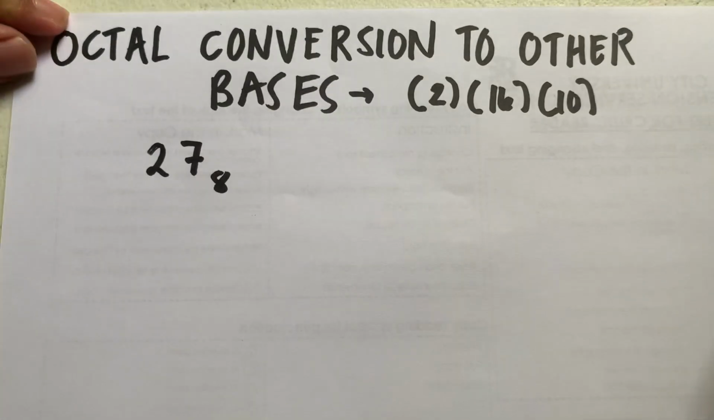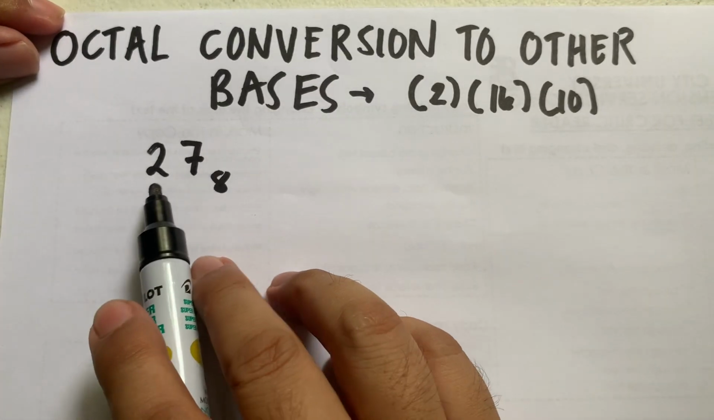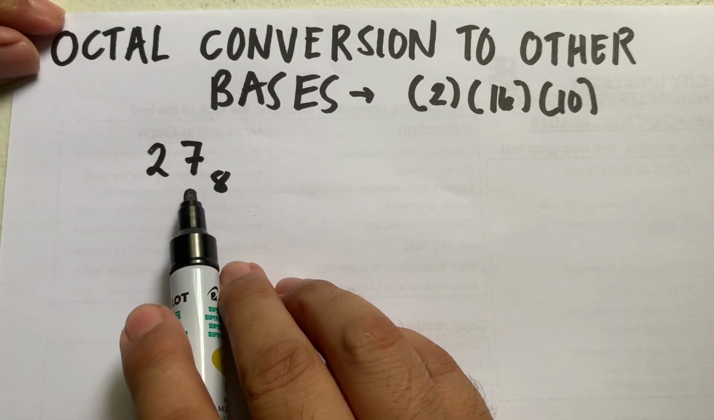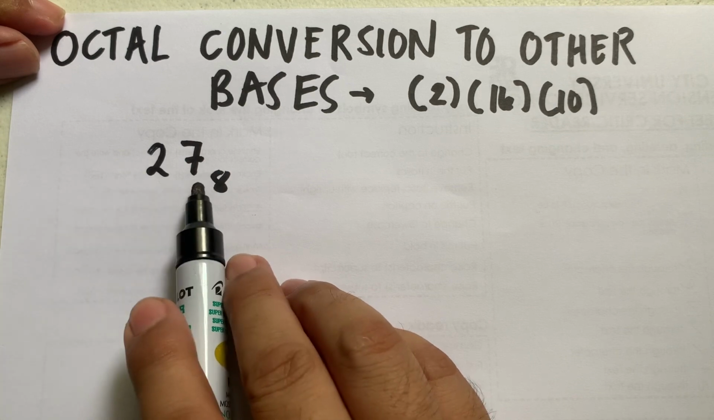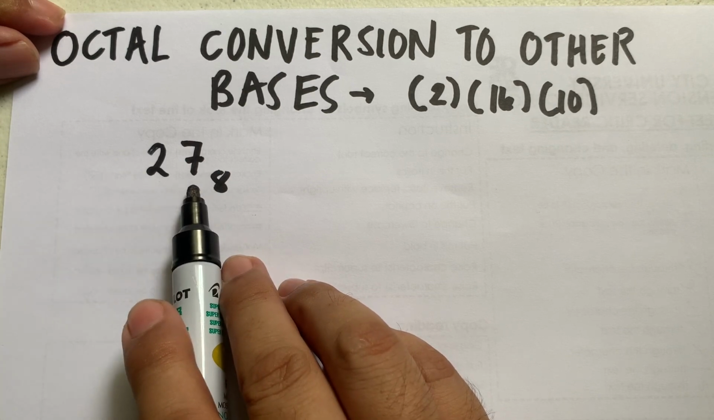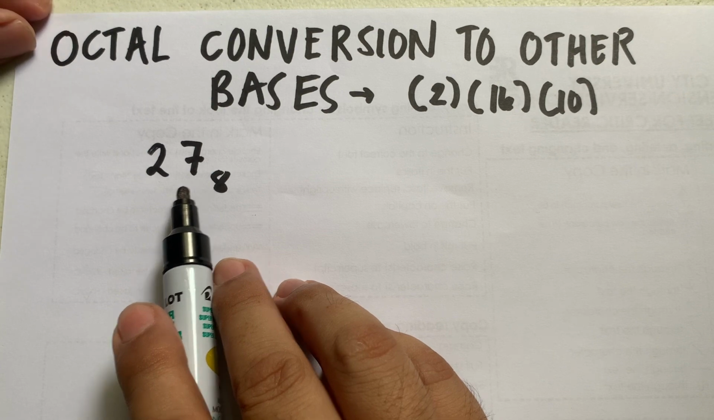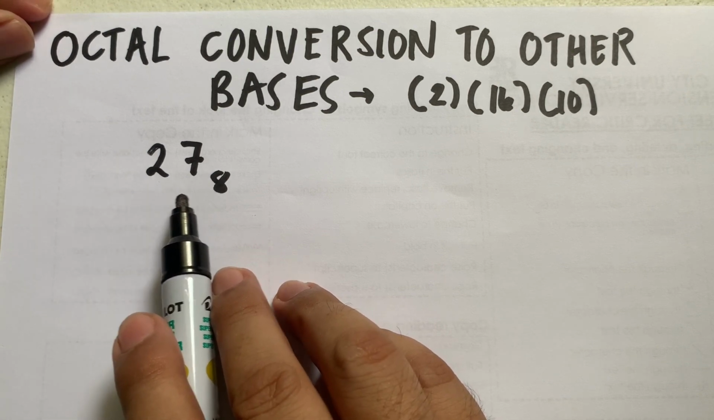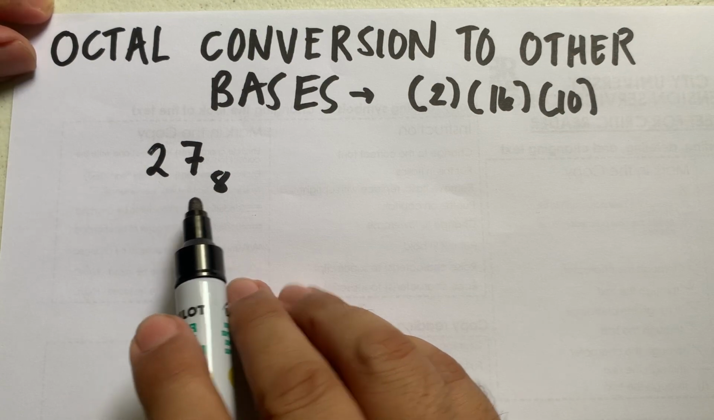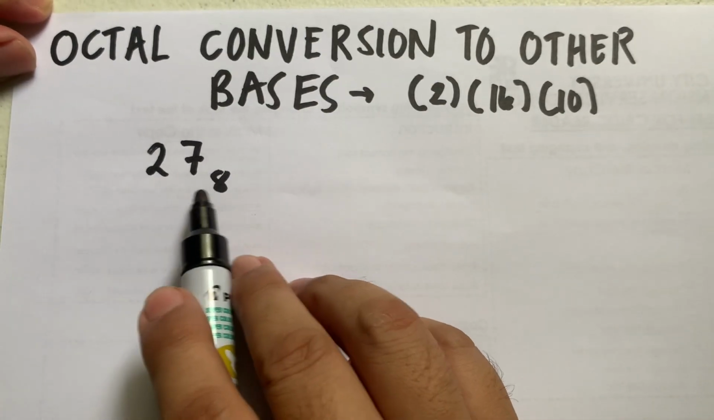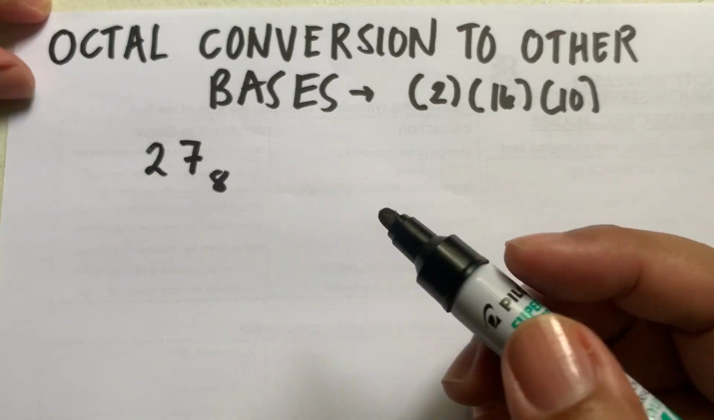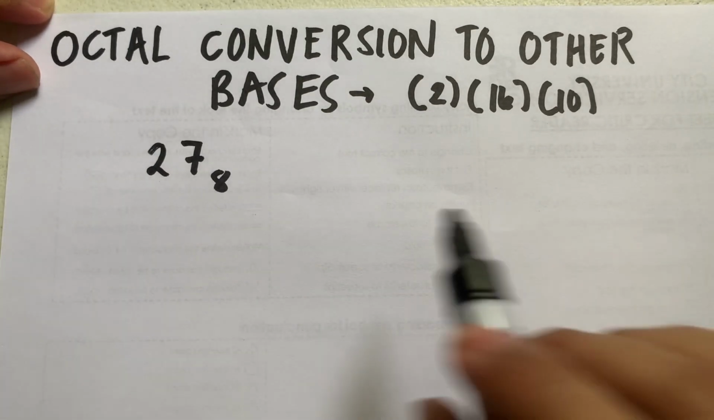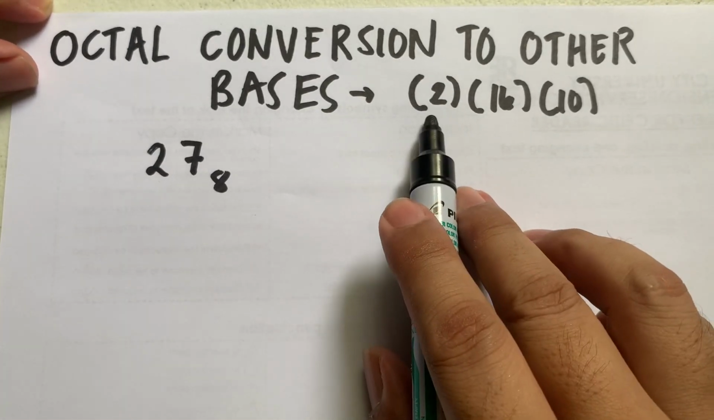So say for example, we are given the octal number 27. Now, before converting any number from octal, see to it that the number that we are converting falls within the range between 0 to 7, because those are the valid digits of octal numbers. So, 27 is valid, so we can convert this to other bases. To convert it, we are going to convert it first to binary.